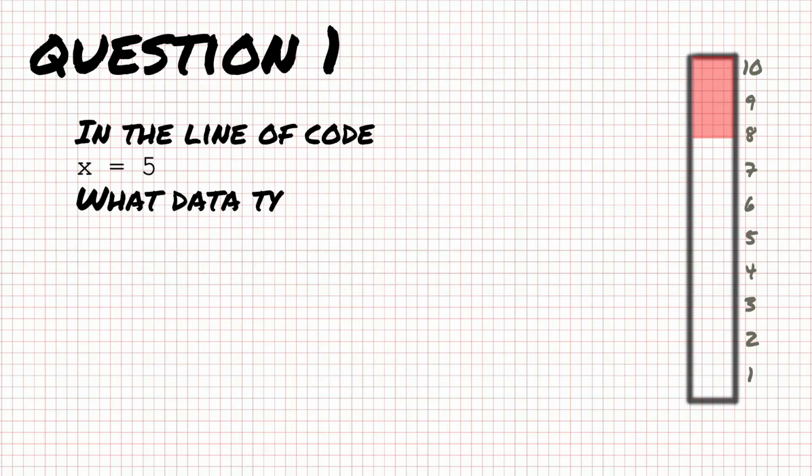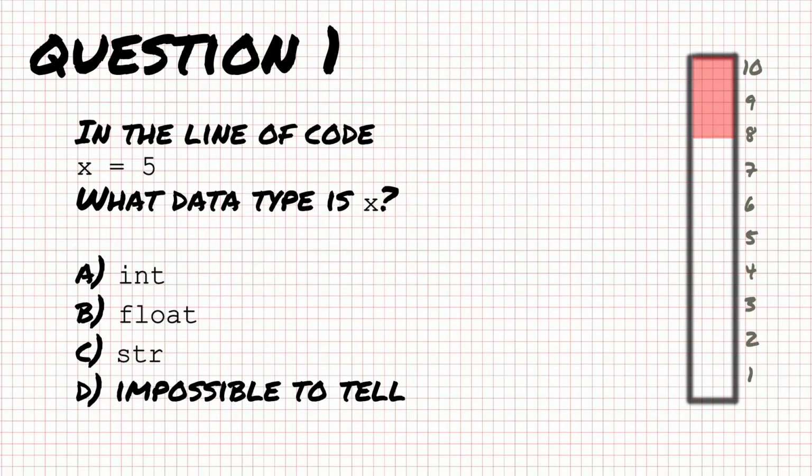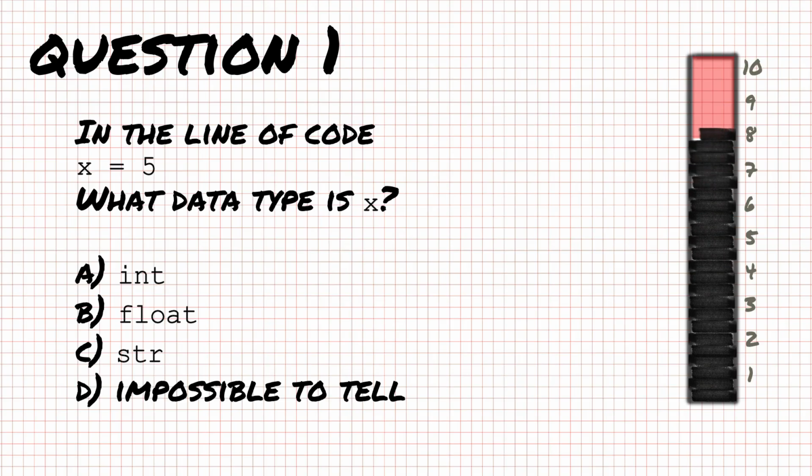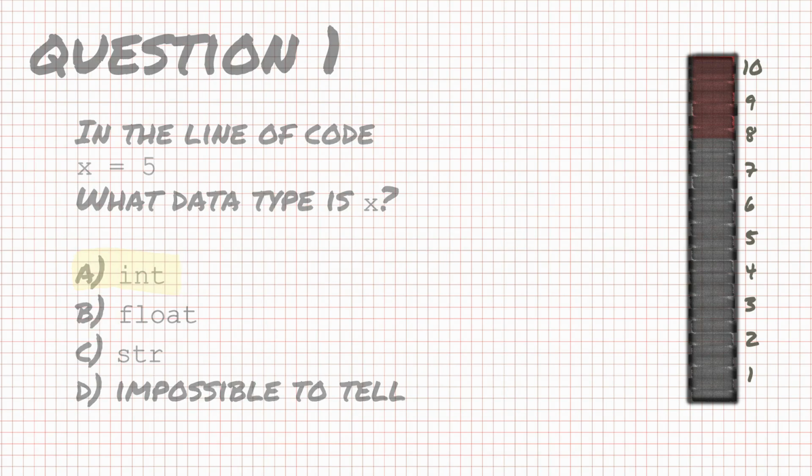Question 1. In the line of code x = 5, what data type is x? Is it A, int, B, float, C, string, or D, impossible to tell? The data type is A, int. We know this because the value being assigned to x is an integer, a whole number with no decimal part.